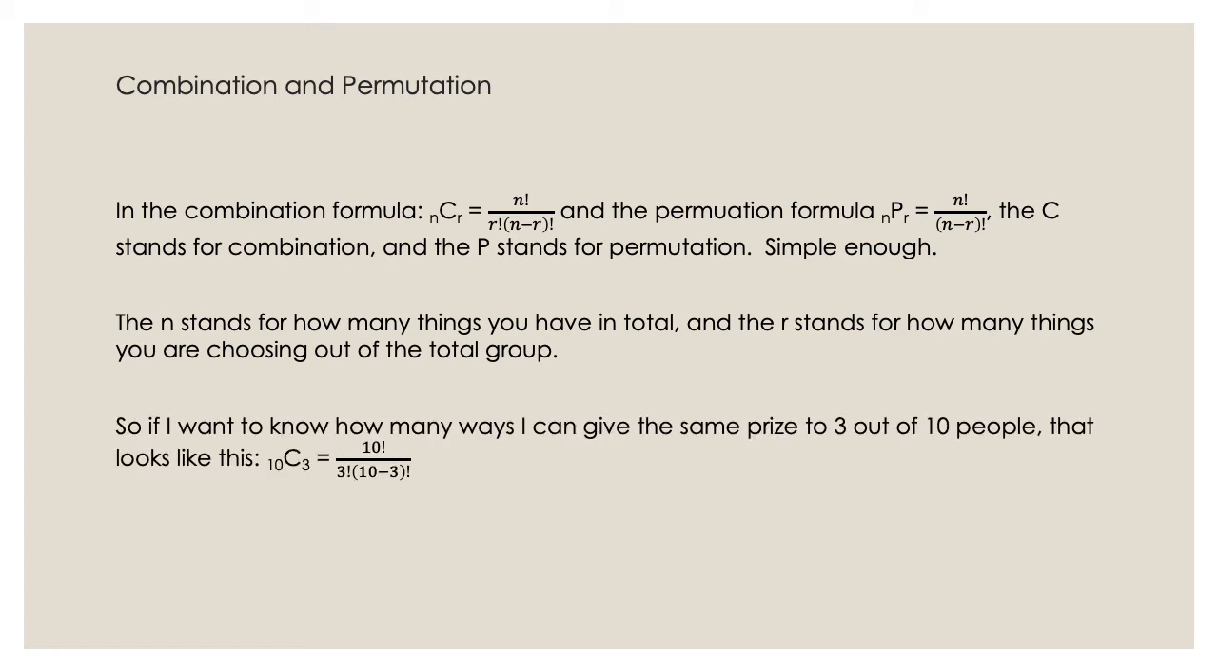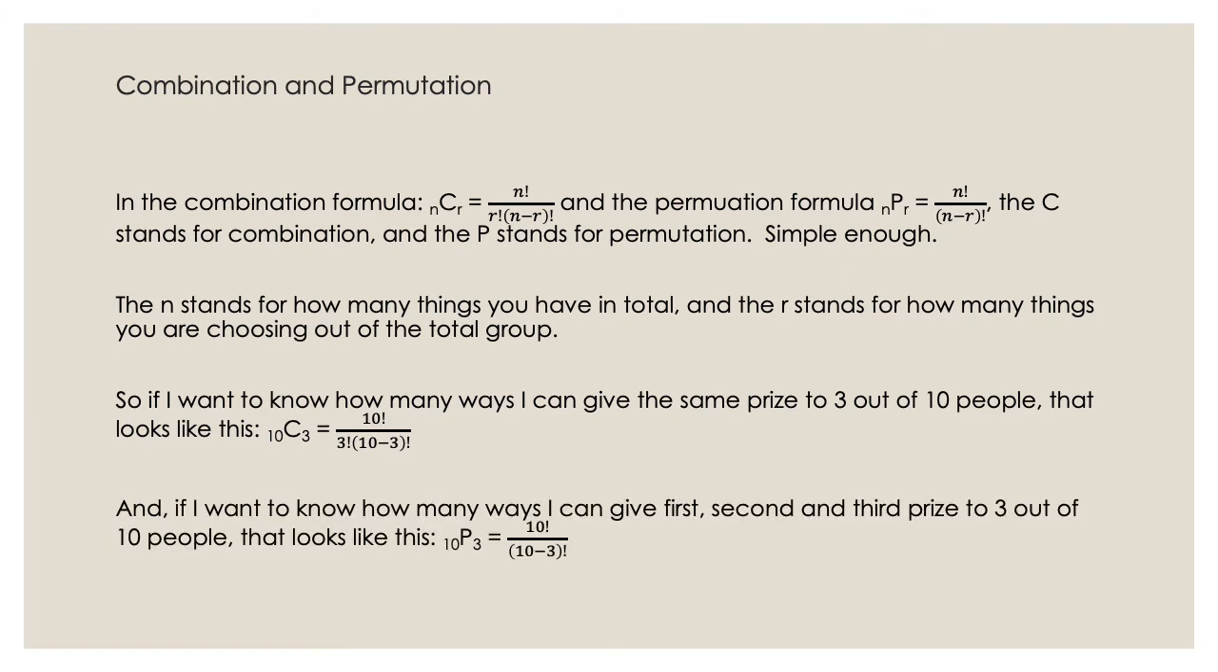So, if I want to know how many ways I can give the same prize to 3 out of 10 people, that looks like this. 10 with a C in the middle and a 3 on the other side is equal to 10 factorial on top divided by 3 factorial times 10 minus 3 factorial.